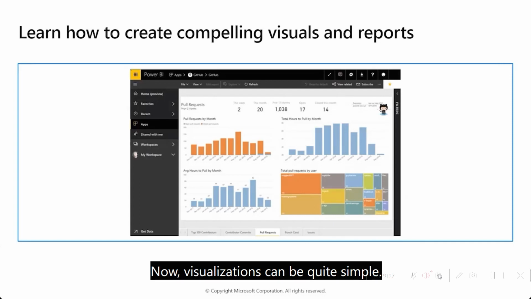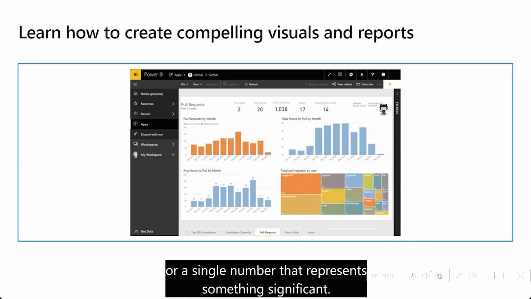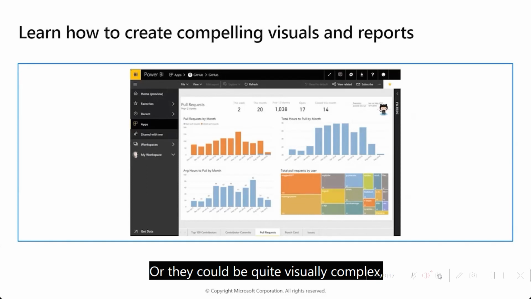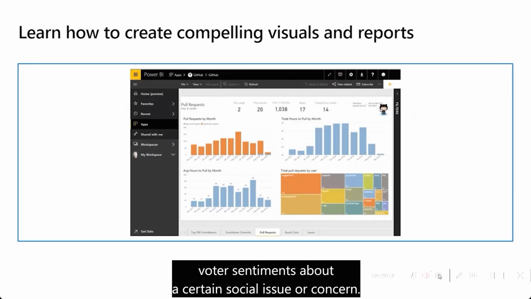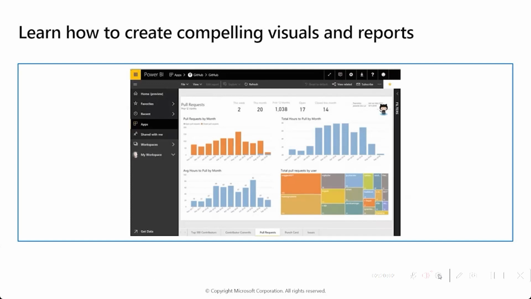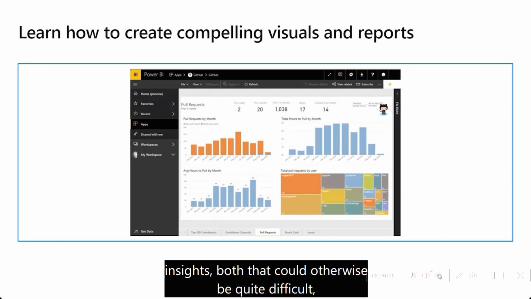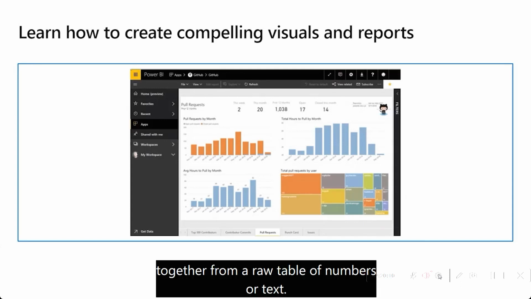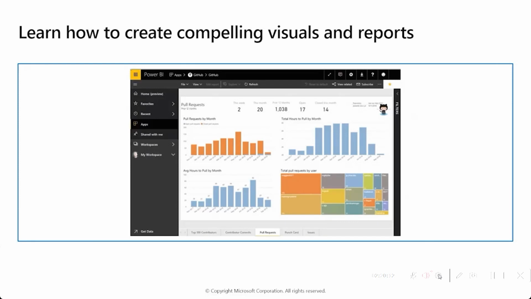Now, visualizations can be quite simple, so it could be a single number that represents something significant, or they could be quite visually complex, like a gradient colored map that shows voter sentiments about a certain social issue or concern. The main goal of a visual is really to present data in a way that provides context and insights that could otherwise be quite difficult to gather from a raw table of numbers or text.